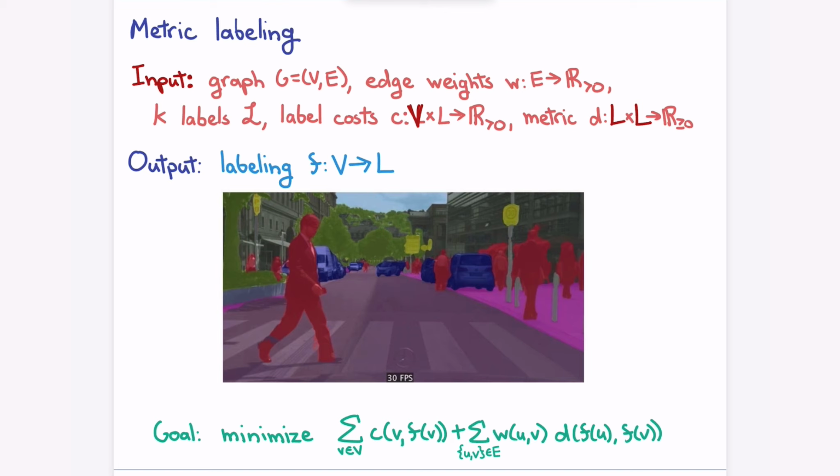You choose F, and then the labels and the metric over the labels is some prior. You say, oh, cats are like dogs or something, but not like stop signs.